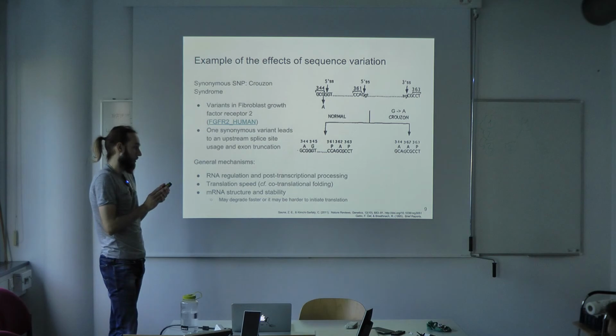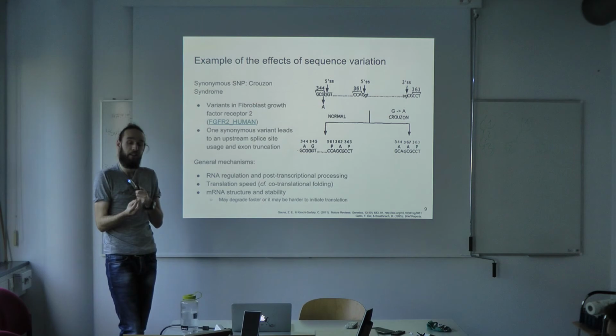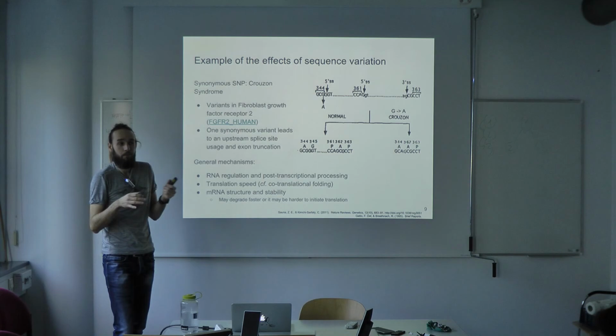And these loops can be important because that structure kind of confers a certain stability. And if the RNA is less stable, it may be degraded faster, you may get less of the protein, or maybe if the translation start site becomes less stable, you may not be able to translate it anymore. So that can affect how much of the protein you have.